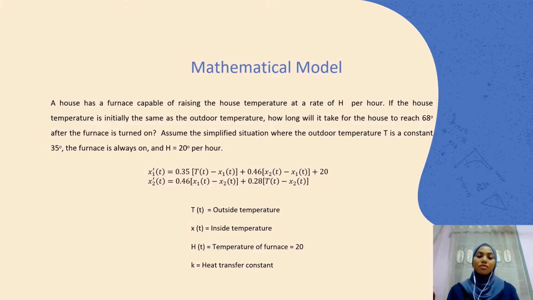Assume the simplified situation where the outdoor temperature T is a constant 35 degrees. The furnace is always on and H equals 20 degrees per hour. So here is the mathematical equation and the parameters used in the equation.